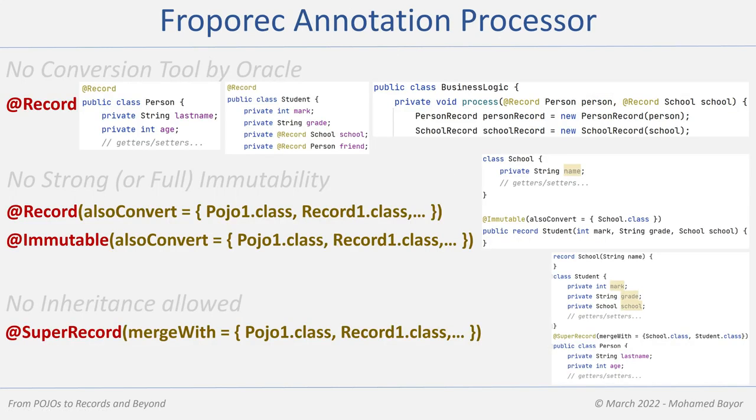Now, how Froporec helps you bypass all of these limitations is briefly explained here. Froporec is nothing but an annotation processor, which means it essentially provides some annotations for you to use in your project. During compilation, Froporec will pick up all annotated elements, and their processing will lead to the generation of record classes, which you can then work with in your code.